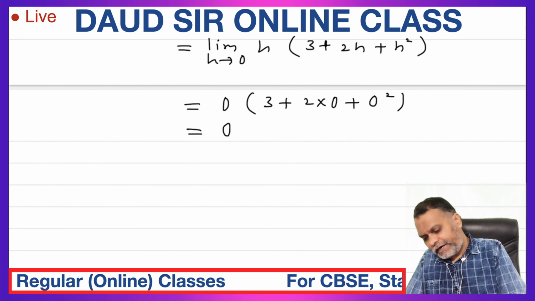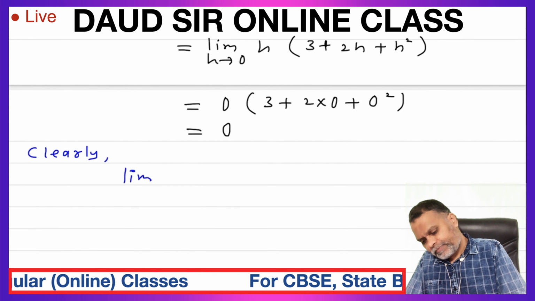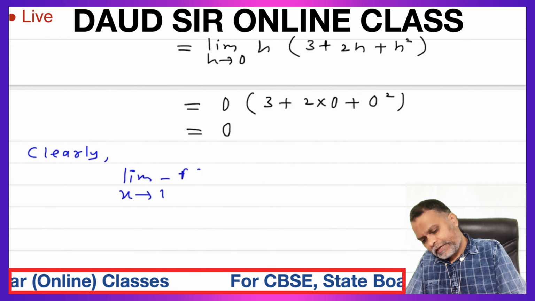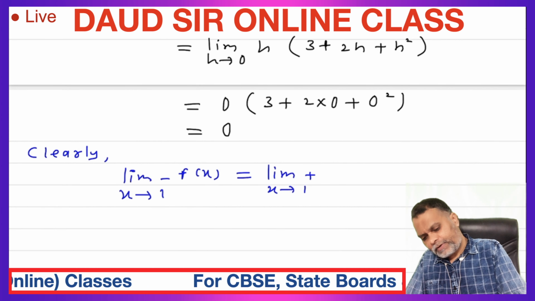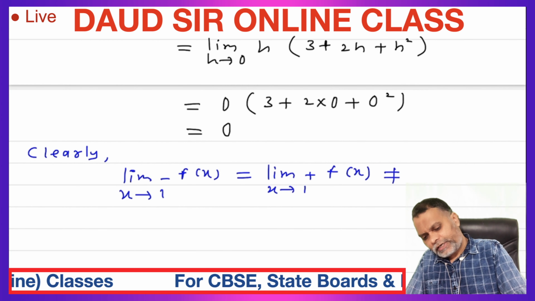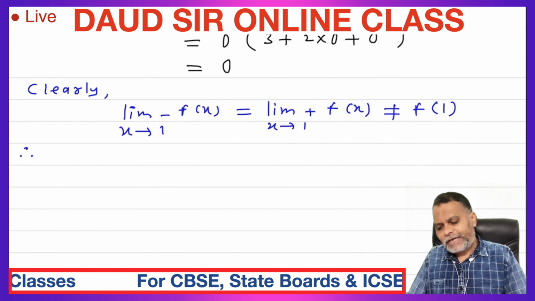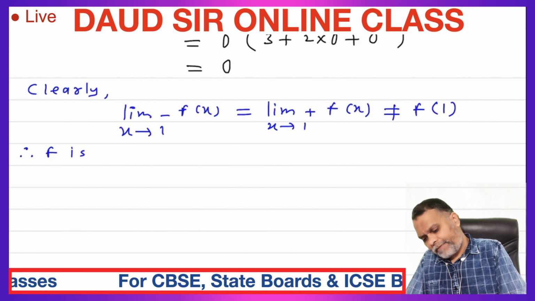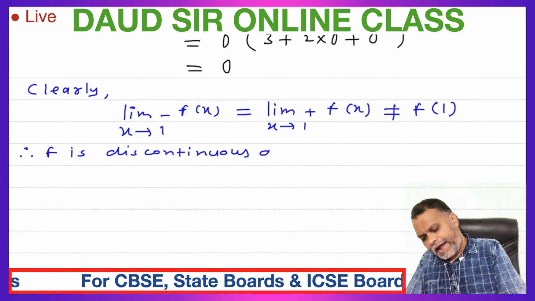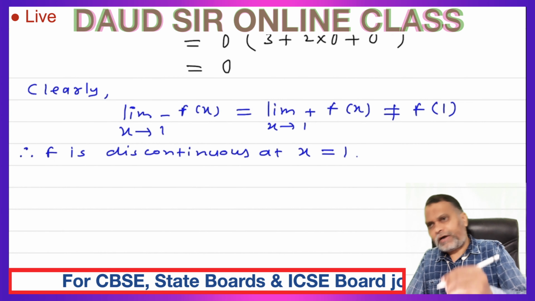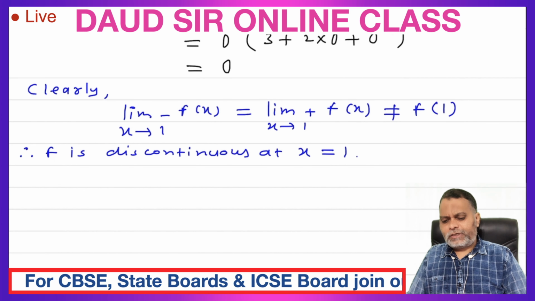So clearly, left hand limit, limit x tends to 1 minus f of x, is equal to right hand limit, limit x tends to 1 plus f of x, which is not equal to f of 1. Therefore, f is discontinuous at x is equal to 1. So, the point of discontinuity is x is equal to 1.